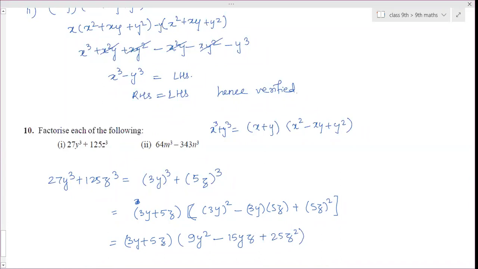Is this clear? So now this is the factor. These are the two factors of this polynomial. Is this clear? Everyone, is it clear? Yes, ma'am. Hanif, Vishal.